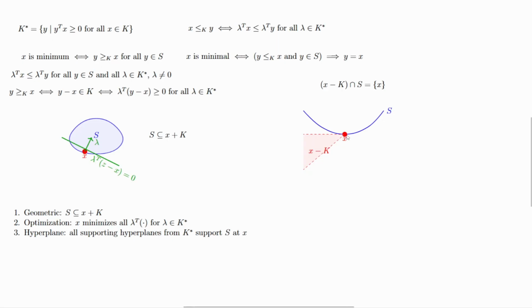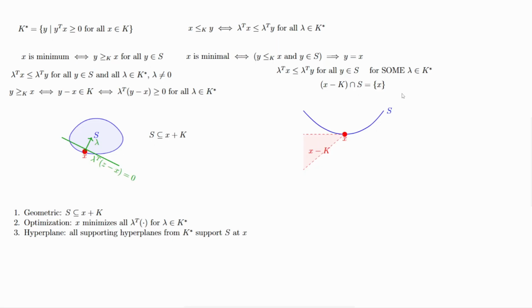So we saw an earlier visualization of that, and here's just another one. So x here is a minimal element because there are no points in S which are to the left and below as well. And by the way, I believe this is an incorrect diagram. It should be 90 degrees here. So K should be sort of the negative orthant.